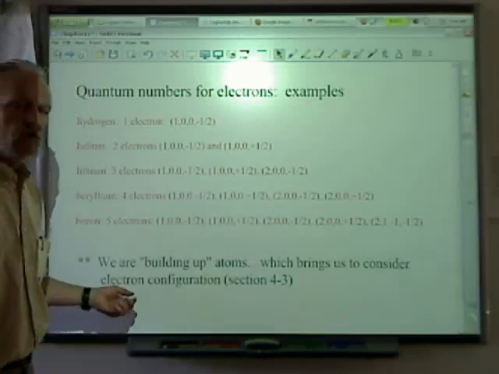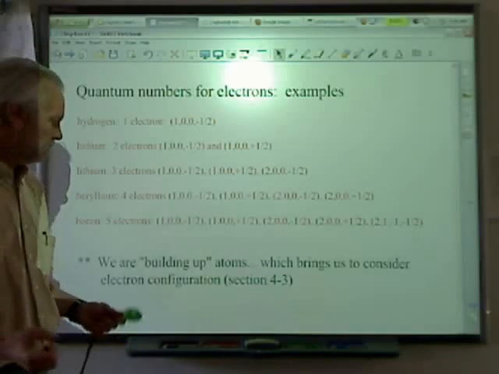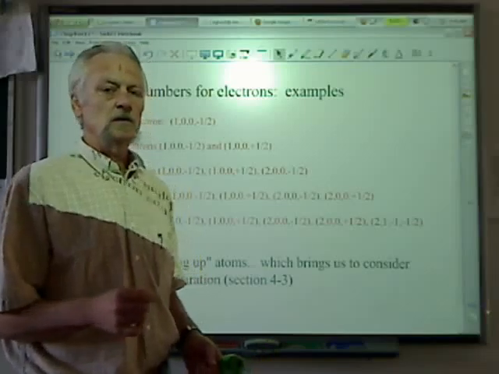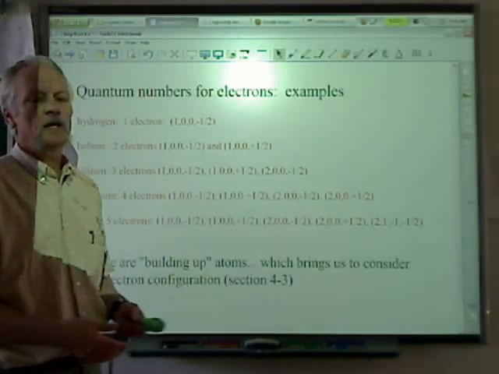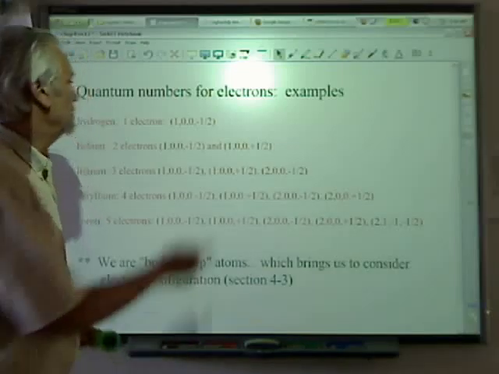What we're essentially doing, though, is building up these atoms by respecting a couple important principles that I'll talk about in just a minute, and putting electrons in their possible locations based on those principles and the energy levels of them.